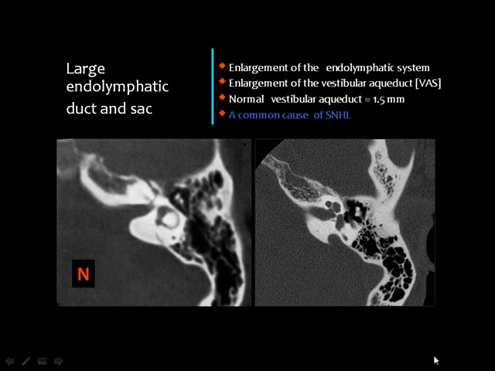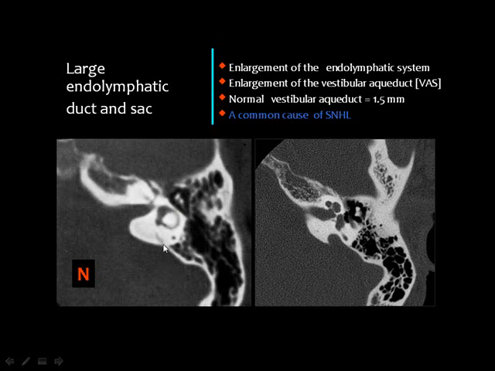Then we come to the abnormalities in the inner ear, starting with this very famous pathology, which is the large endolymphatic duct and sac. You remember that this is the vestibular aqueduct, which is posterior to the posterior semicircular canal. This is the vestibule, and this is the lateral semicircular canal.